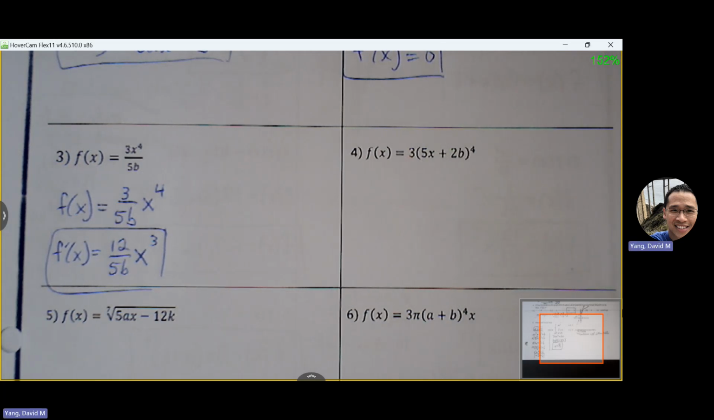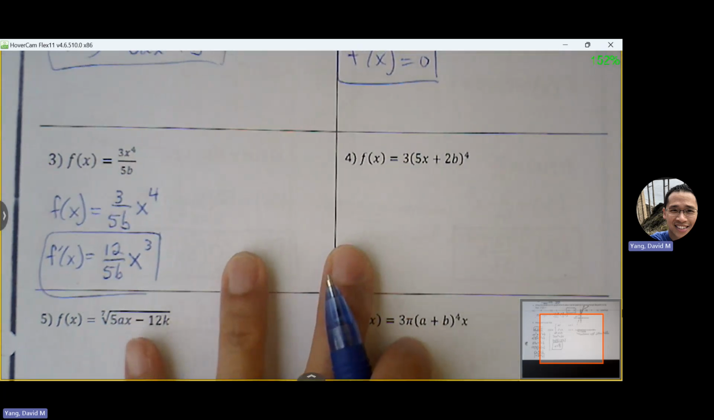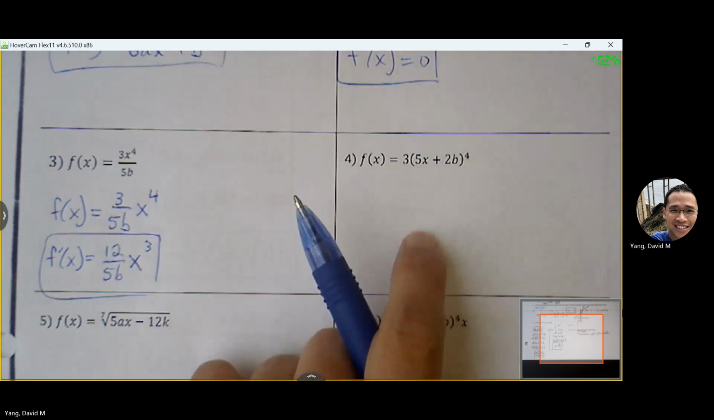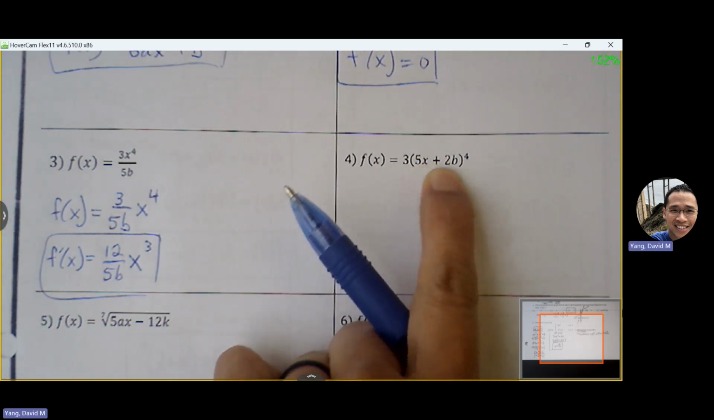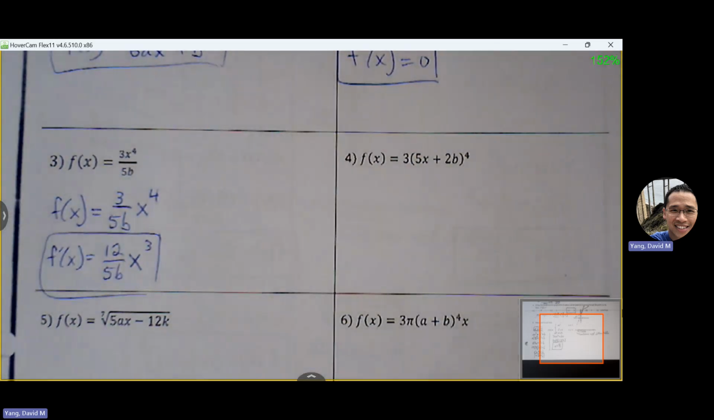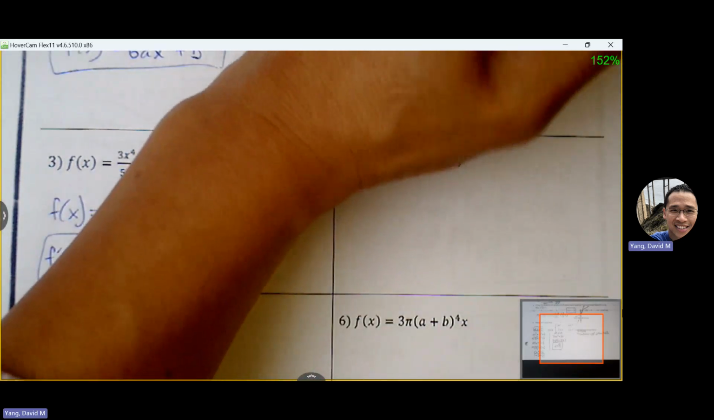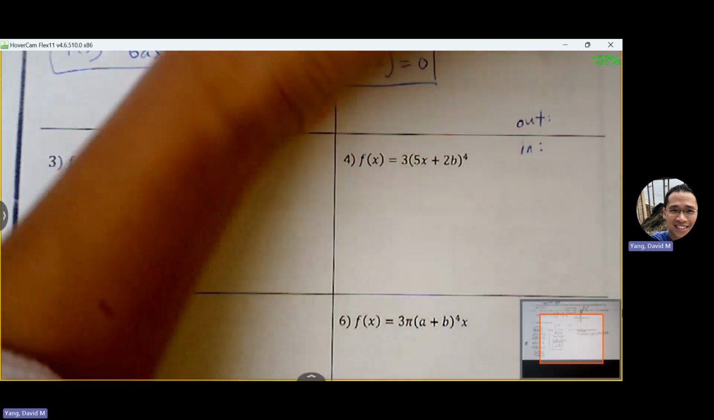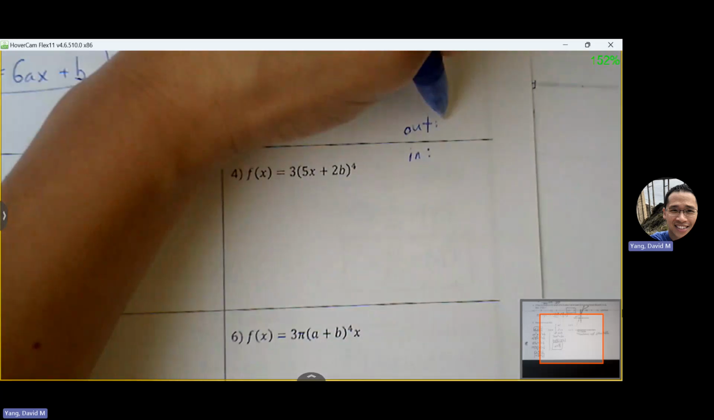Number 4, is there a variable in number 4? Yes. So this is definitely a function within a function. We have to go through chain rule to find the derivative. Identify your outside, identify your inside, and then take turns with each derivative.